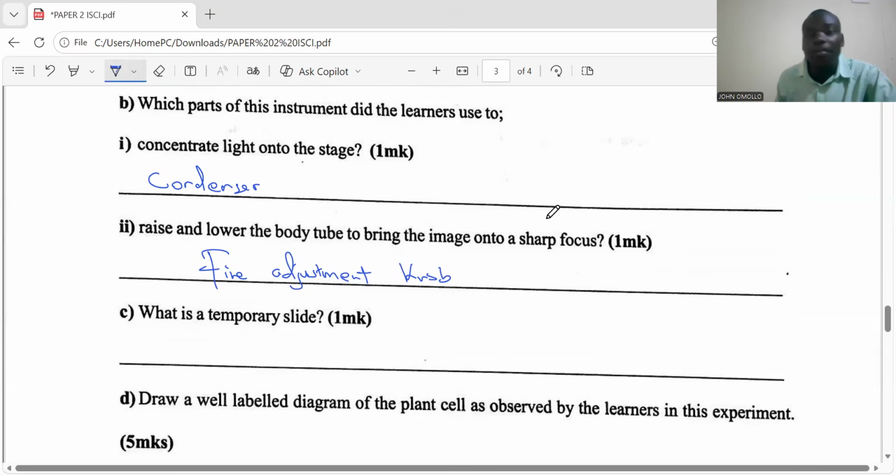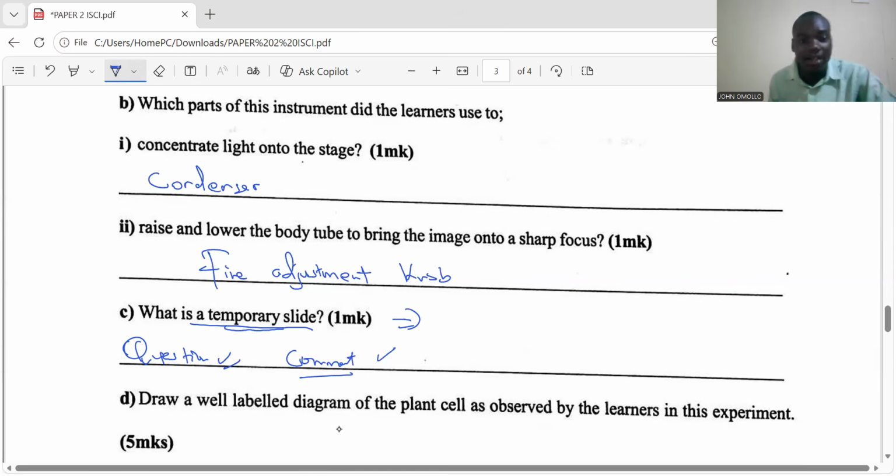What is a temporary slide? So this one is your question of the day. Kindly comment on what a temporary slide is. Are you getting that? Remember, temporary is something that is not permanent. And why is it temporary? Comment on that. I want you to also learn as we learn.